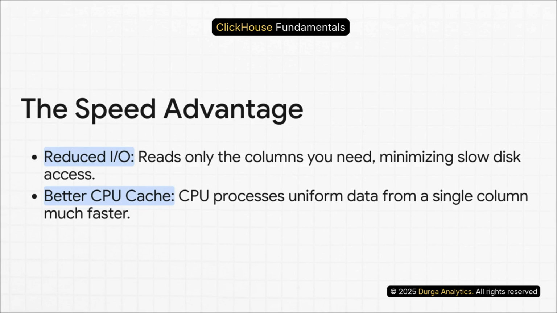But there's a second, more subtle advantage. It's way more friendly to your CPU. Think about it. When ClickHouse reads a column file, all the data is of the same type. It's all numbers or all strings. This means the CPU can load a big chunk of this uniform data into its super fast cache and then use special instructions to process many values at once. It's just incredibly efficient and lets the CPU fly through the calculations.